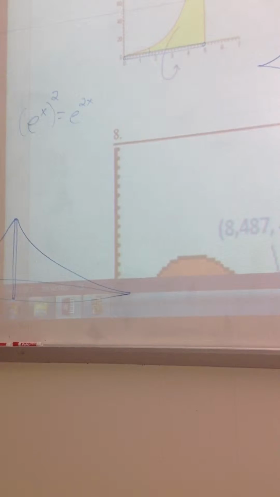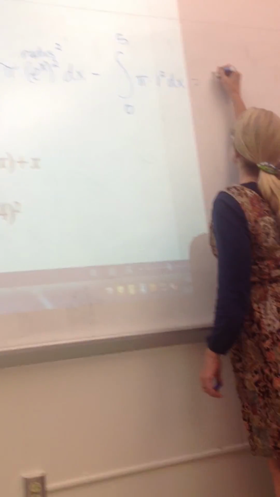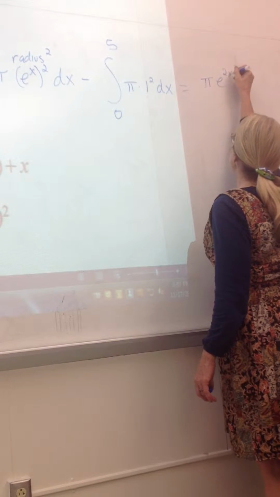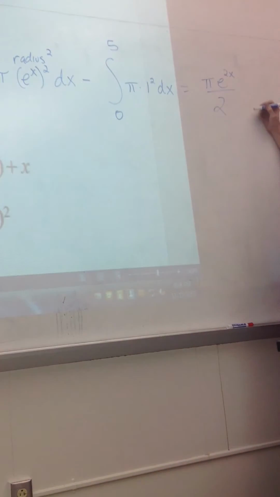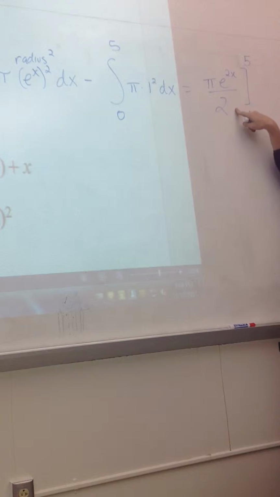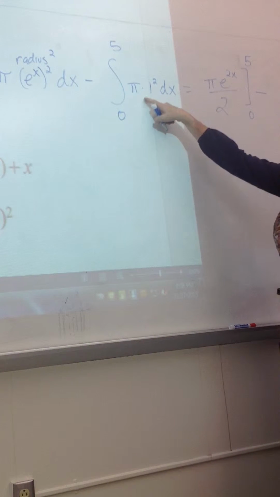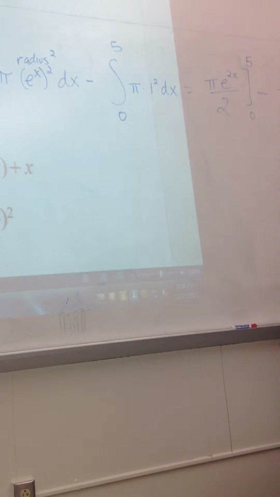So the antiderivative of e to the 2x is e to the 2x, but divided by 2. It's the antiderivative, so instead of multiplying by 2, I'm dividing by the 2. That would come from the chain rule. And then this is just 1 times pi, so its antiderivative is pi x.